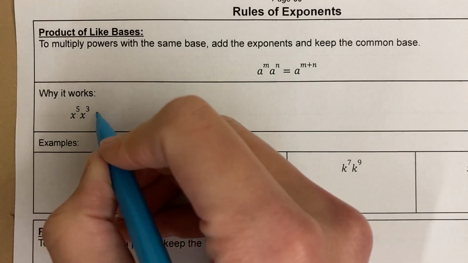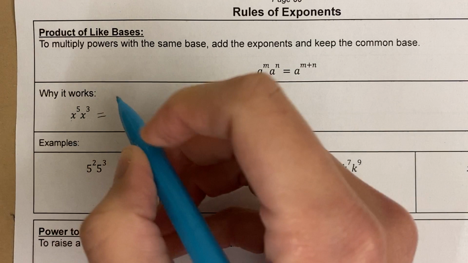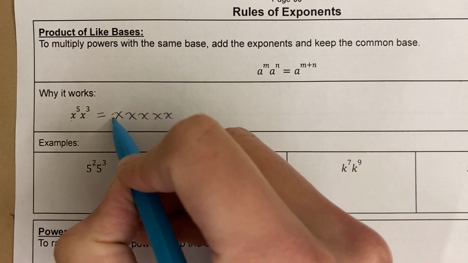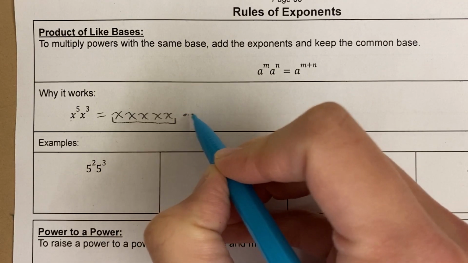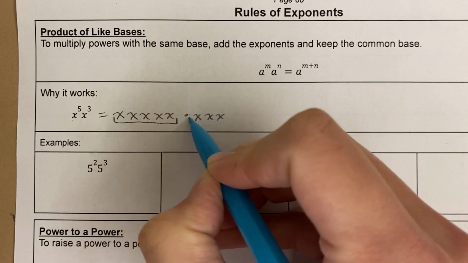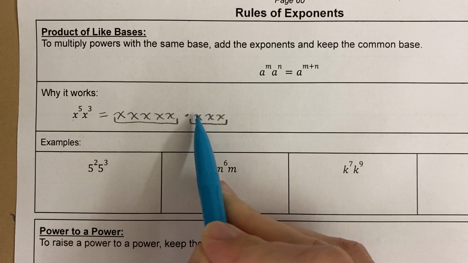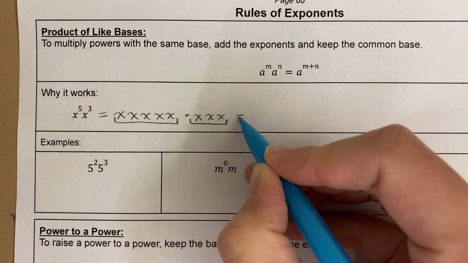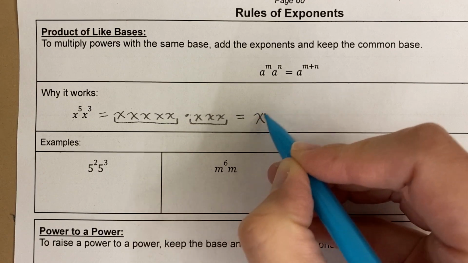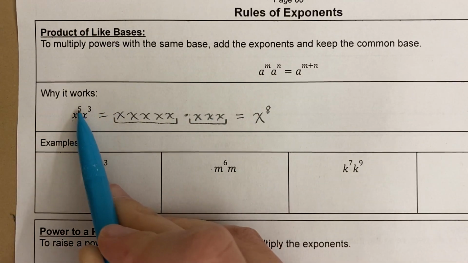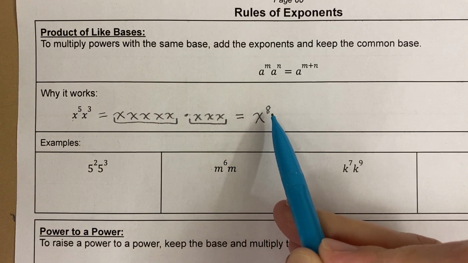Why? Here's why. x to the fifth times x to the third. This is x to the fifth, right? So this is x to the fifth times x to the third. That's just x times x times x times x times x times x times x. How many total x's? There's 8 x's being multiplied together. And no matter what these numbers are, that's the situation. So in this situation, we always just add the exponents.